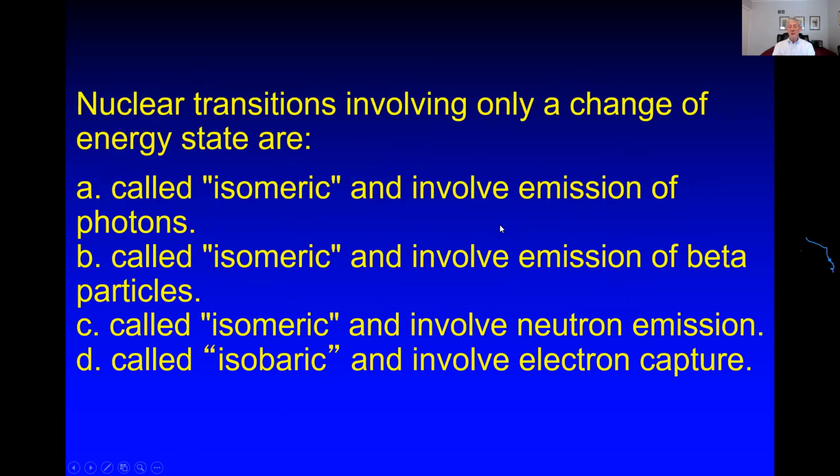Okay. A nuclear transition involving only a change in energy state is called what and involves what? A, B, C, or D? A. Good. A is the correct answer. Just like in the case of technetium, the metastable state goes to the ground state. That's a change in state. What's given off? Only gammas. So A is correct. If it's isomeric, it can't be giving off betas. Nothing gives off neutrons. And so A is the correct answer.